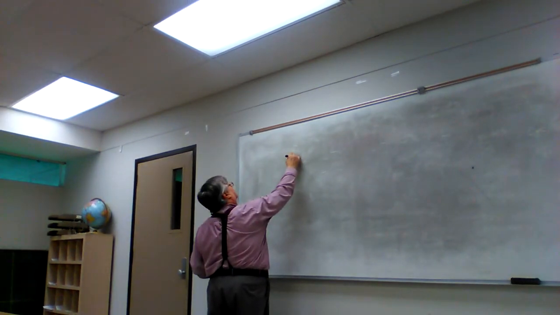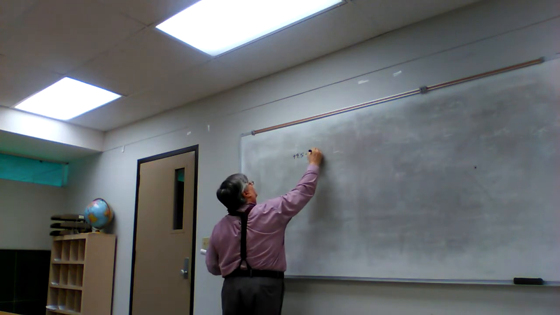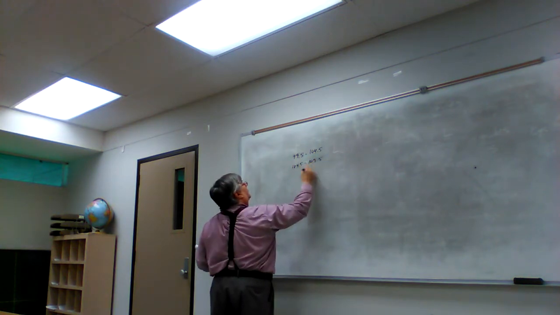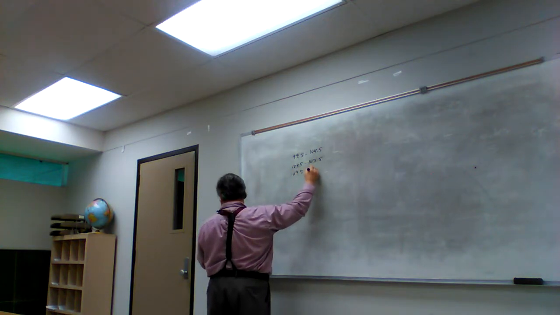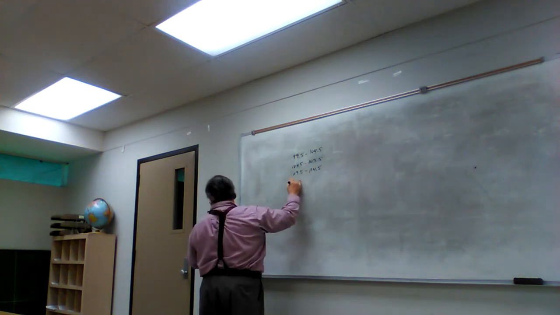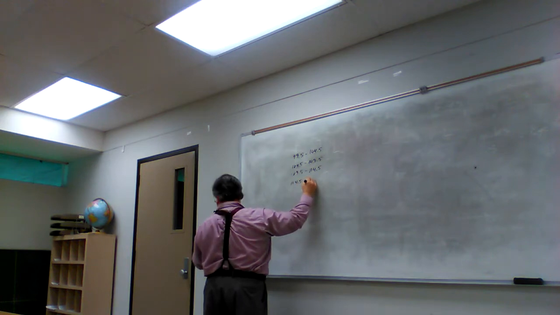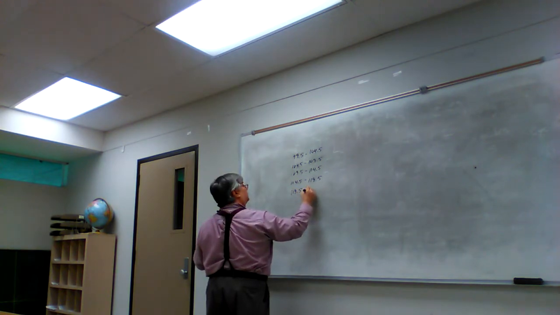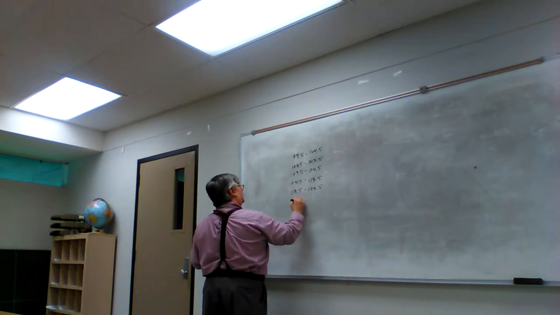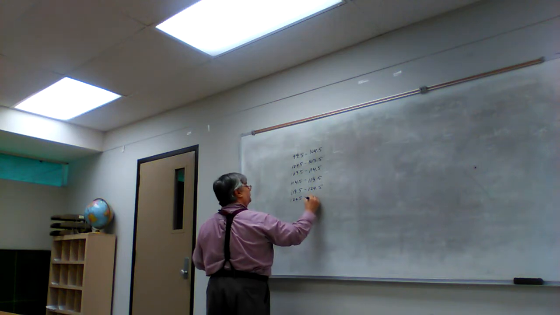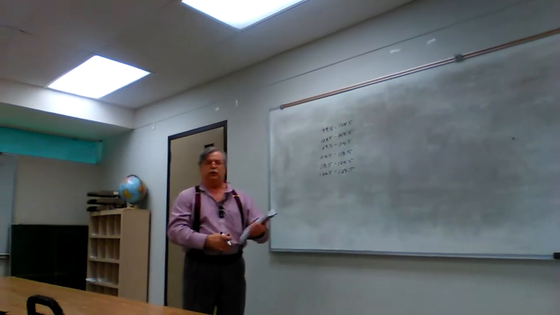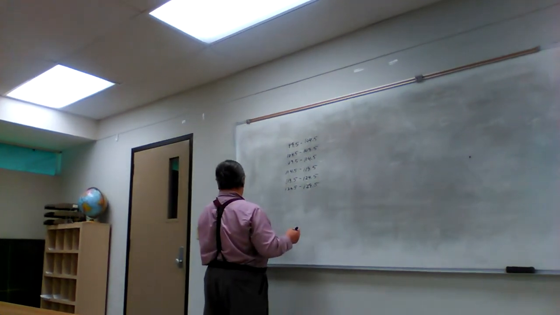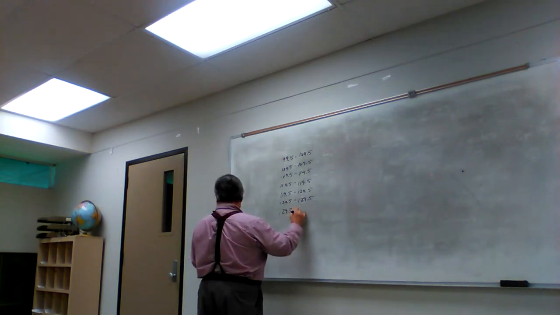Our classes are 99.5 to 104.5, 104.5 to 109.5, 109.5 to 114.5, 114.5 to 119.5, 119.5 to 124.5, 124.5 to 129.5, and I'm being remiss and not putting the little degree symbols there, but these are degrees Fahrenheit, remember. And then finally 129.5 to 134.5.